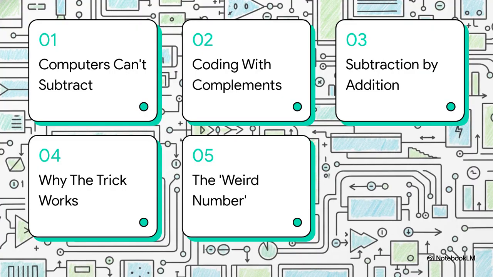So here's our game plan. First, we'll look at the fundamental problem. Then, we'll explore the ingenious way we code negative numbers. We'll walk through a real example, step by step, then understand the math that makes it all tick. And we'll finish up with a strange little exception that programmers always have to keep an eye out for.